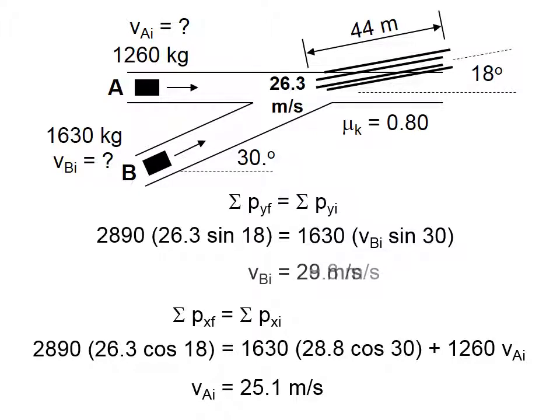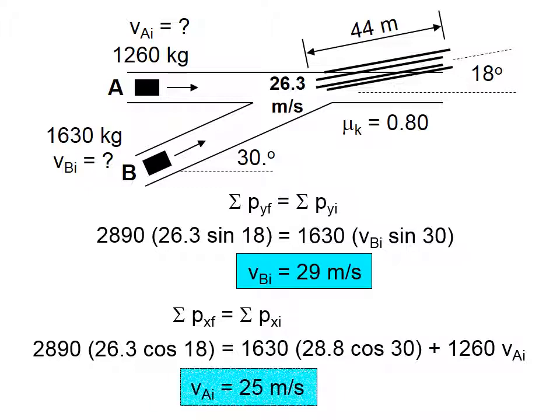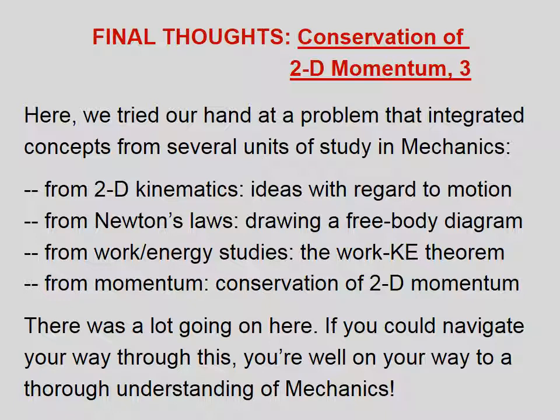Two significant figures is the fewest that we have, so we should probably report B's initial speed to be 29 meters per second and A's to be 25. In case you're wondering how many miles per hour that is, about 64 miles per hour for B and 56 for A.